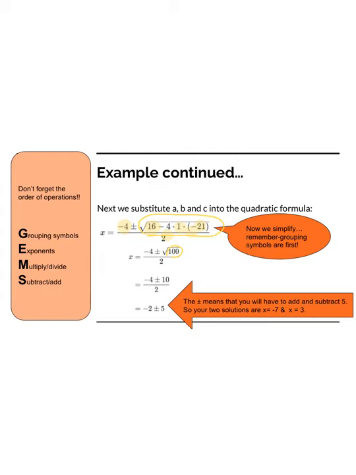And then what they do in the last step is they divide negative 4 by 2, and then 5 divided by 2, and they get negative 2 plus or minus 5. So don't forget that plus or minus means we're going to do negative 2 plus 5, that gives us 3. Negative 2 minus 5, that gives us negative 7.